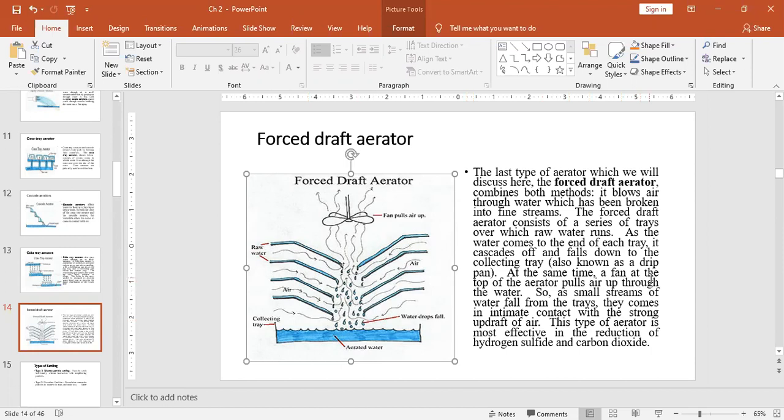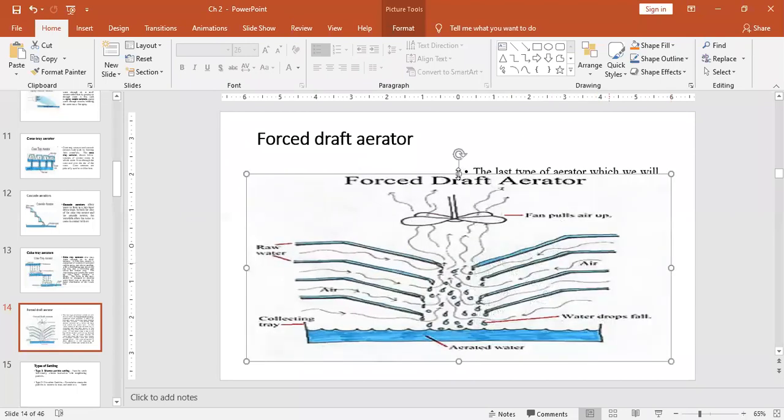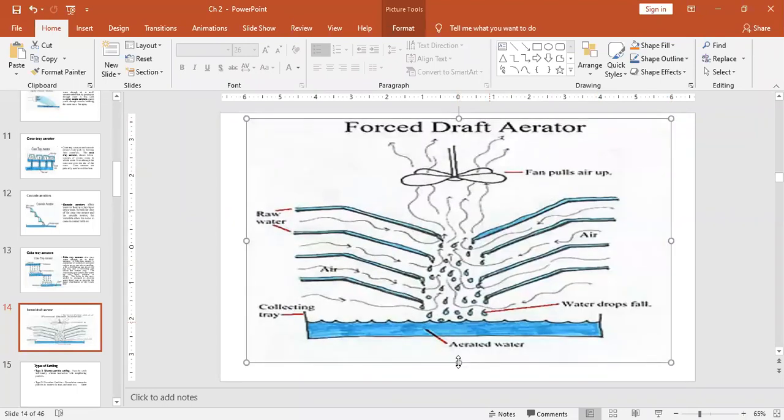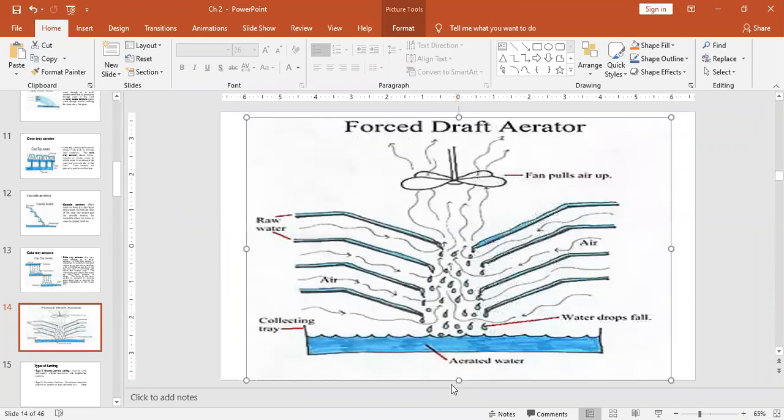At the same time, a fan at the top of the aerator pulls air up through the water. So as small streams of water fall from the trays, they come in intimate contact with the strong updraft of air. This type of aerator is most effective in reduction of hydrogen sulfide and carbon dioxide, which are highly odorous gases.